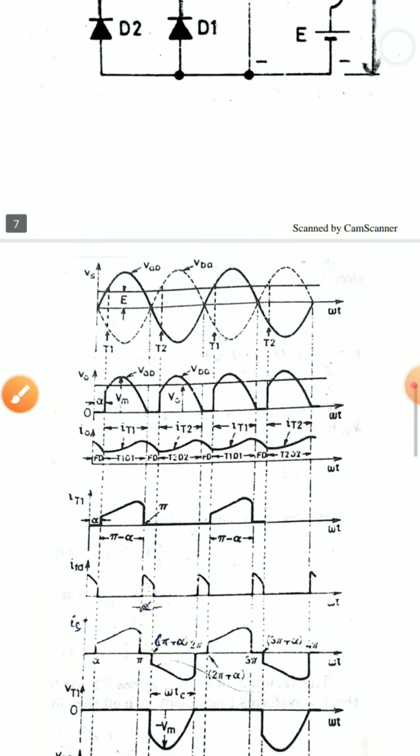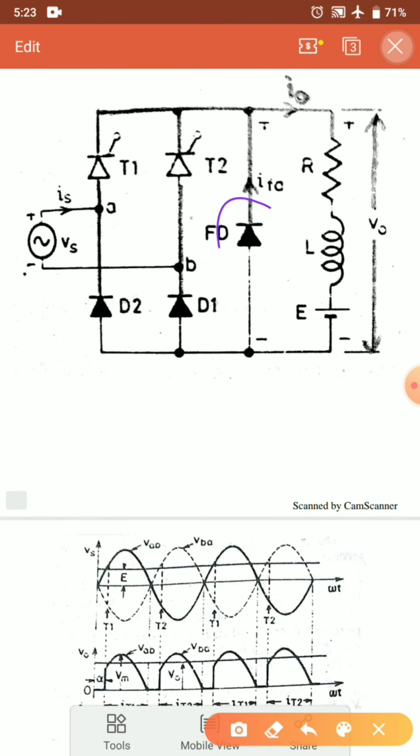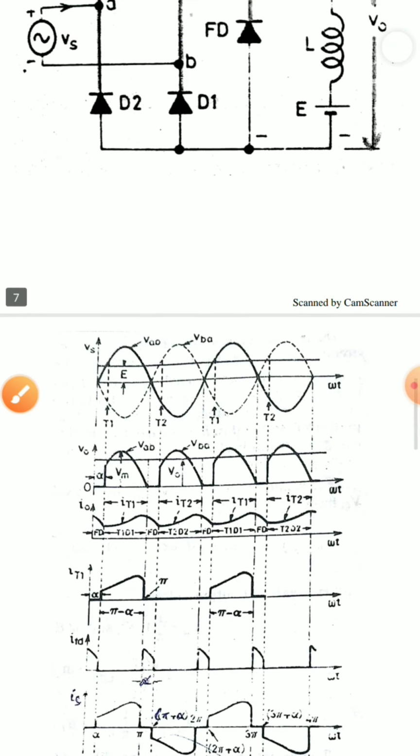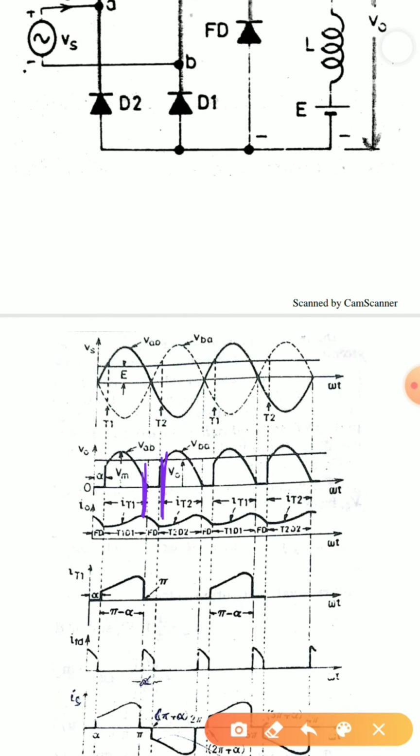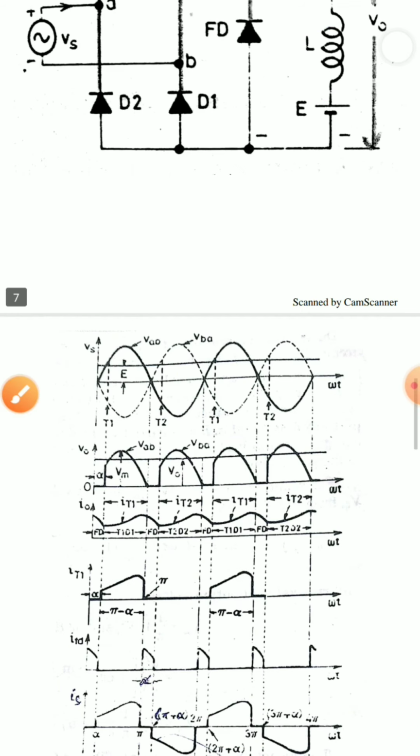Now we know that as I am having a freewheeling diode, what will happen? This freewheeling diode will take over, and because of this freewheeling diode, from the waveform we can clearly see that during this duration the freewheeling diode will take over and there will be no negative peak. That is because of the inductor discharge, it will not happen and I will not get a small negative portion during this duration.